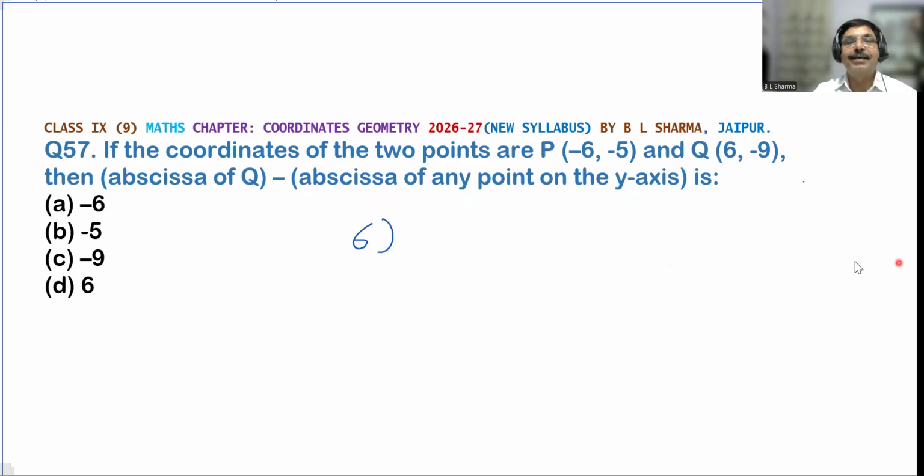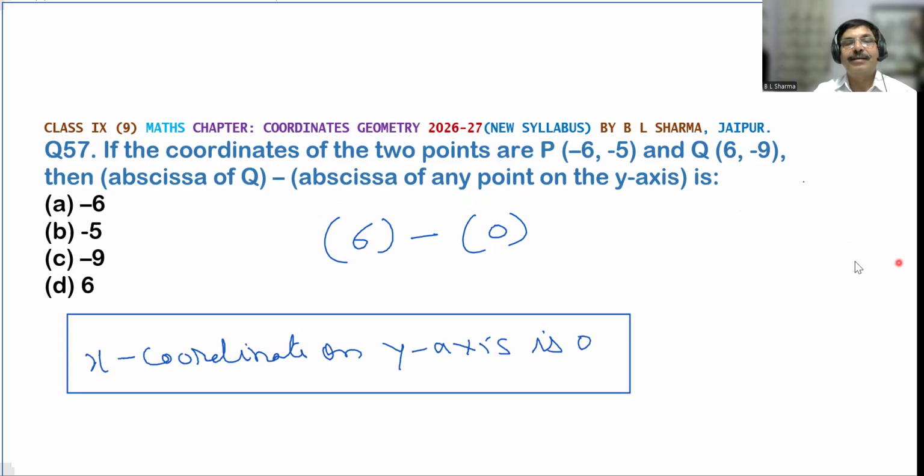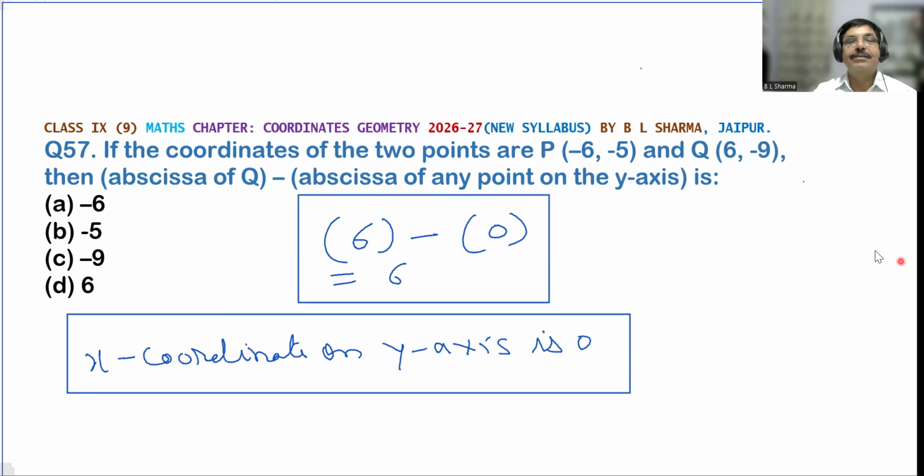Abscissa means x coordinate, and on the y-axis it is always 0. Please keep in mind. So 6 minus 0 is 6. So D is the correct option.